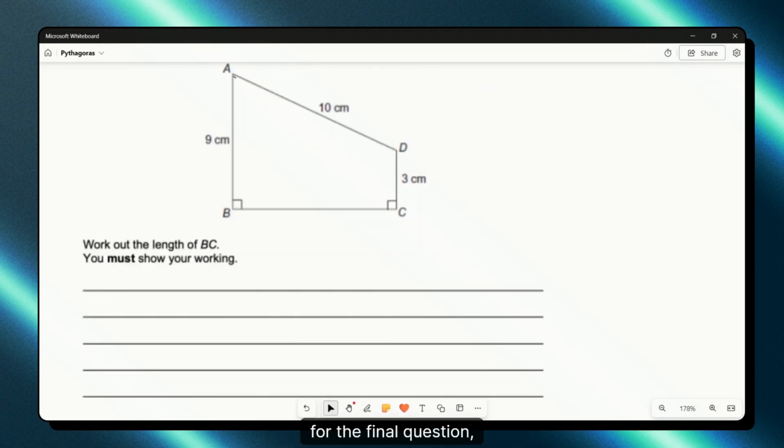So for the final question, we're asked to work out the length of BC. Now, in order to do this, first we split the shape into 2. So where point D is, over here, we're going to split the shape and draw a line, separating it into a triangle and a rectangle. We're going to call this point E.